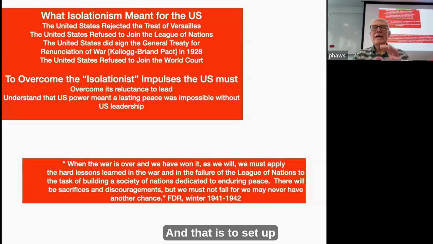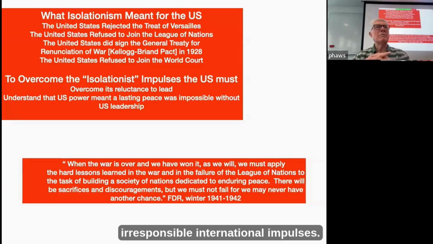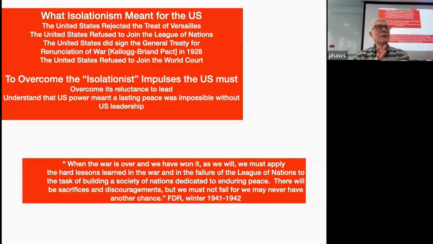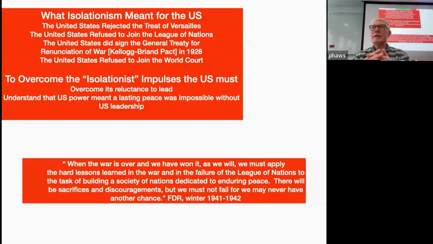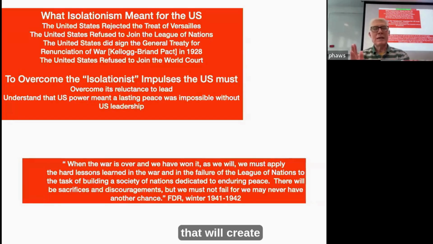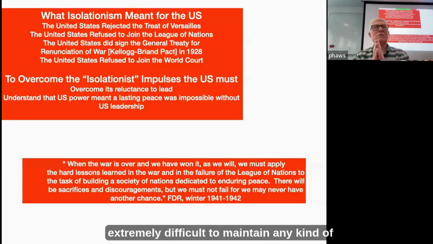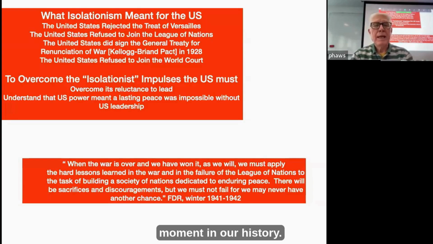And that is to set up means of containing irresponsible international impulses. Now, we've seen these guardrails being demolished today. And I think that will create a set of circumstances that will make it extremely difficult to maintain any kind of world order once we move on from this moment in our history.